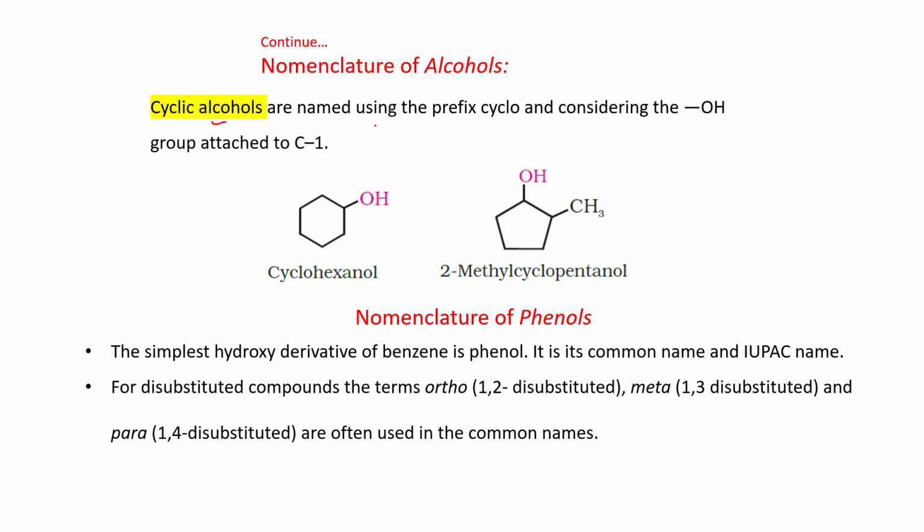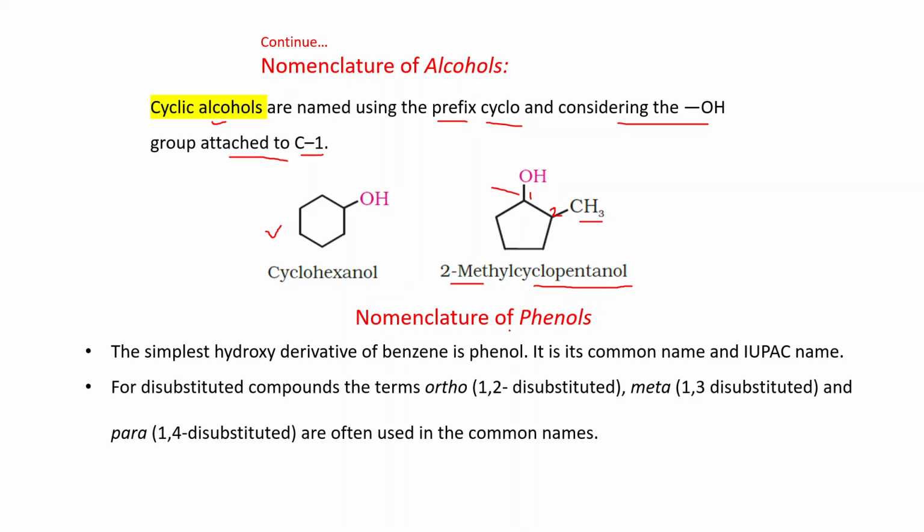Cyclic alcohols are named using the prefix cyclo and considering the OH group attached to C1, that is the first carbon atom. Now its name is cyclohexanol. Now in this, OH is attached and this is CH3. That's why I give the number 1 to the carbon with OH. This is 1, 2. Its name is 2-methyl cyclopentanol.